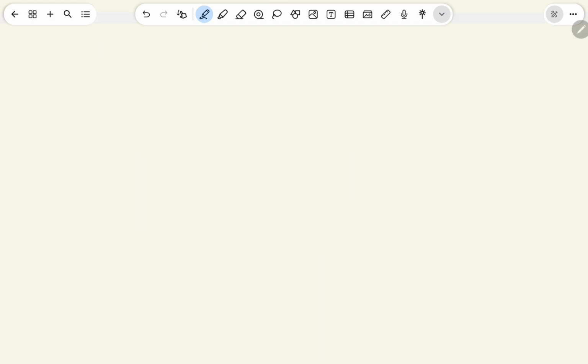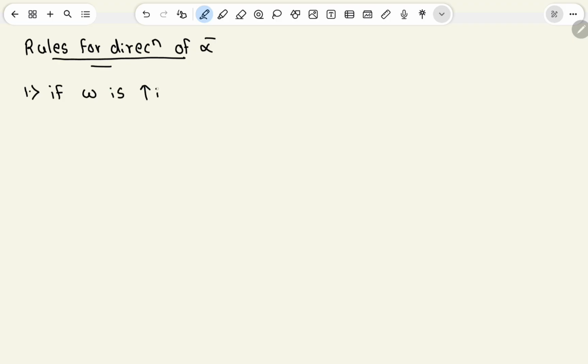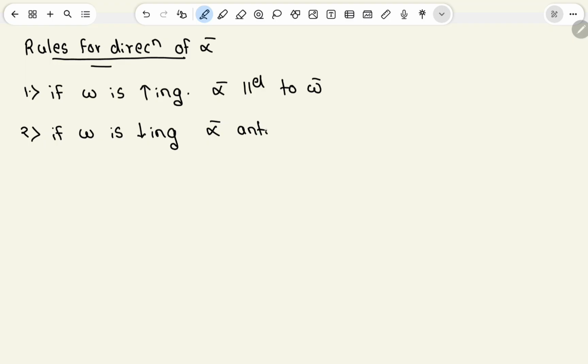So let's summarize the rules for direction of alpha bar. So the first rule is, if omega is increasing, alpha bar is parallel to omega bar. And second, if omega is decreasing, then alpha bar is anti-parallel to omega bar.